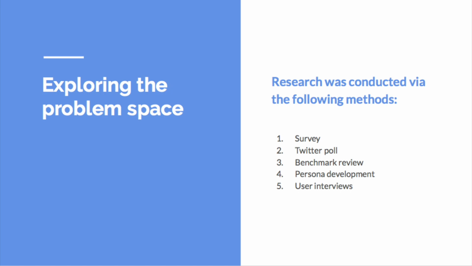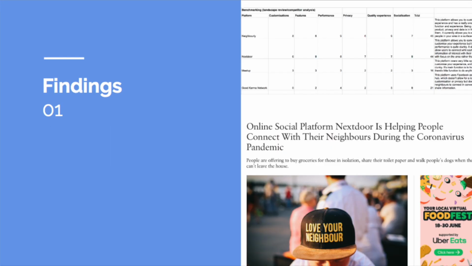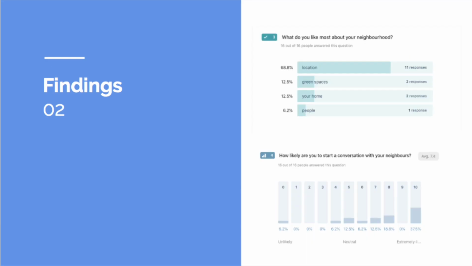To explore this problem space, the following methods were used to conduct early quantitative research: a Typeform survey and a Twitter poll. Additionally, personas were developed and a benchmark review on competing platforms was also conducted. The review included Nextdoor, Good Karma Network, and Meetup. They were measured in the areas of customization, features, performance, privacy, quality experience, and socialization, with Nextdoor being most similar to Neighbourly. This platform allows you to somewhat customize your experience and performance and share information of interest within the neighbourhood.